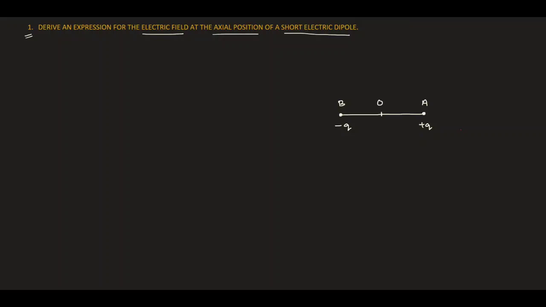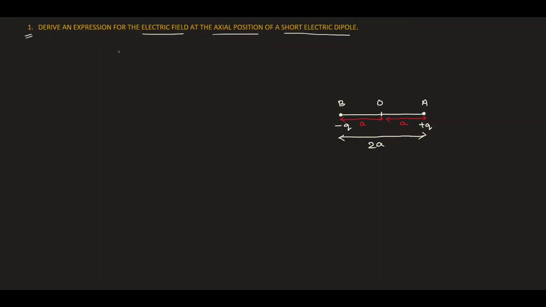Now assume that the dipole length, meaning the distance between the two charges, is 2a. Since O is the center of the dipole, the distance from B to O is a. Similarly, the distance from O to A is also a because O is the midpoint of the dipole. Now we are going to find the expression for the electric field at the axial position of this dipole.